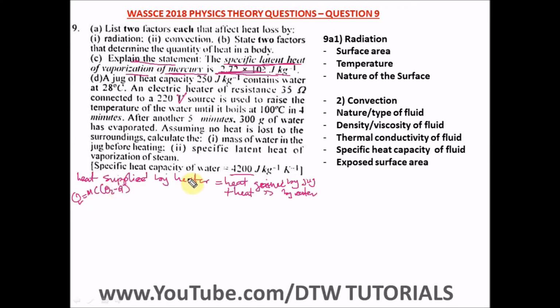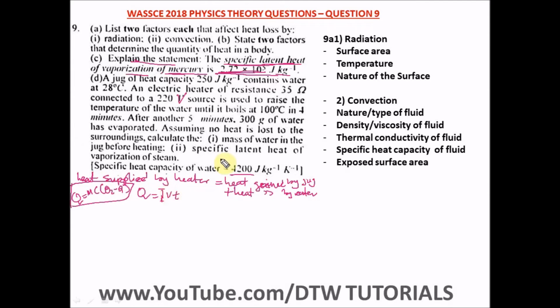So heat supplied by heater is equal to heat gained by jug plus heat gained by water. All right, so from here remember the heat supplied by heater, the formula for the quantity of heat supplied by heater. Remember this is a general formula for your quantity of heat. But when it comes to electricity, Q is equal to IVT, where I is your current, V is your voltage, and T is your time.